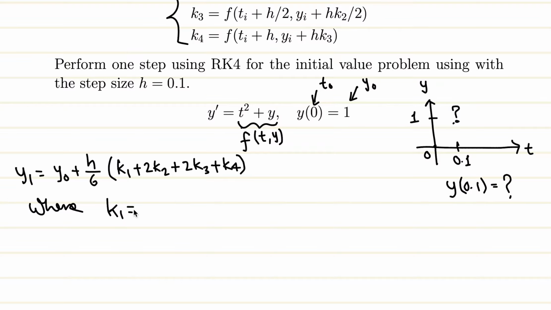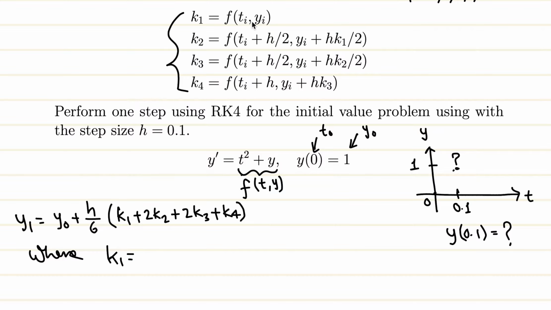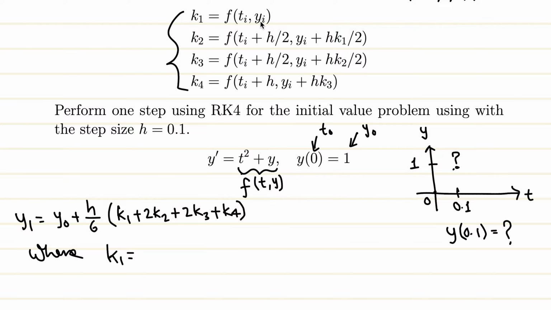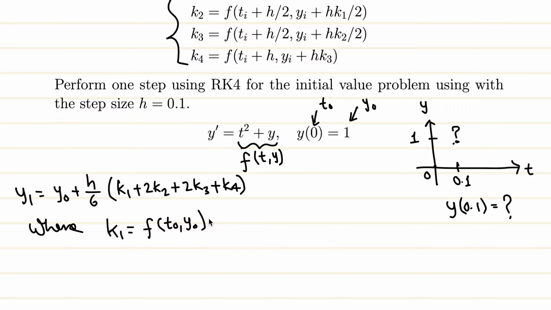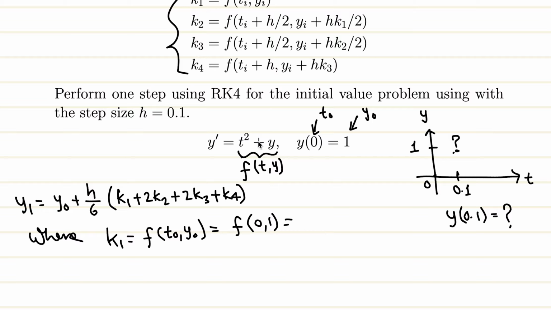Let's find k1. k1 is f of t_i, y_i, and we are taking i equals 0. So just evaluate the function at t0, y0, the very first point, 0, 1. And here is the function, y prime equals t squared plus y, which is the slope. Plug in here, so that is 0 squared plus 1, which is 1.